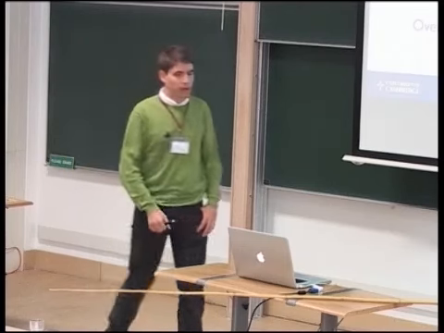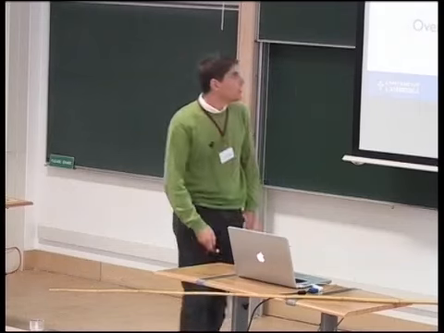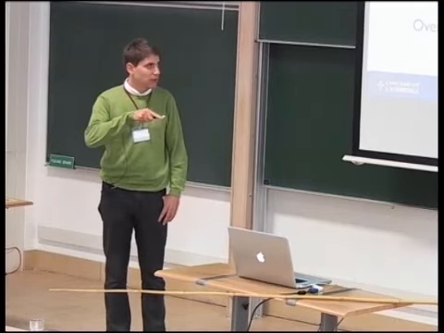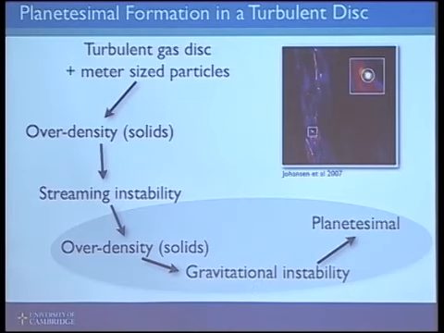Now what we're doing, we're looking at the final stage in here. So we're only looking at what happens if you have an overdensity. This becomes gravitationally unstable, and you get a planetesimal out of it. So we're really looking at this zoomed-in picture here on the very high density regions.